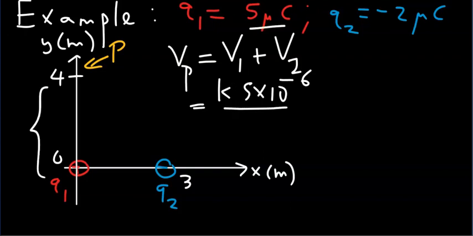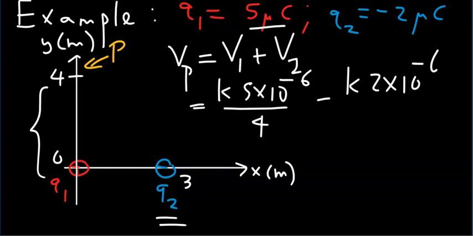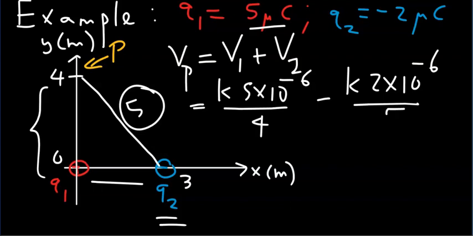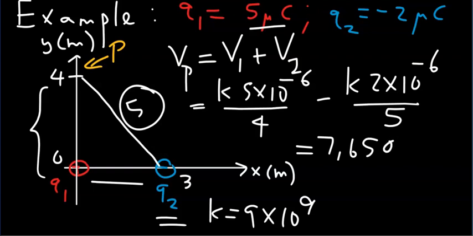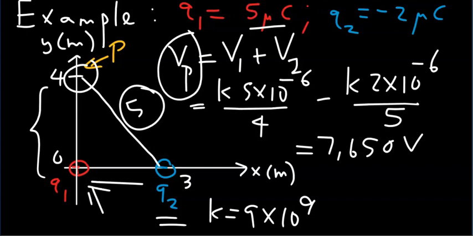And the distance between them, R, is 4. The potential produced by this charge will be negative because it's a negative charge, K. The charge is 2 times 10 to the power minus 6, and the distance between Q2 and the point of observation is 5 by Pythagoras' theorem. This is 3, this is 4, so this has to be 5. So R is 5 for that. And when you solve it, remembering K is 9 times 10 to the power 9, you will get 7,650 volts for Vp, namely potential at this point due to these two charges.